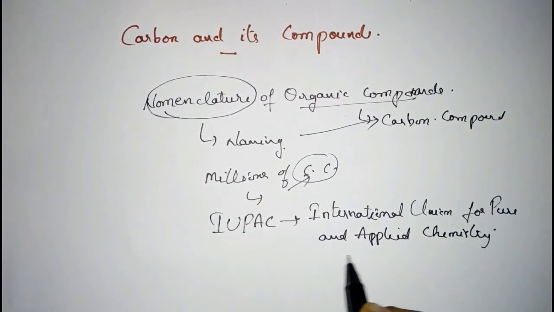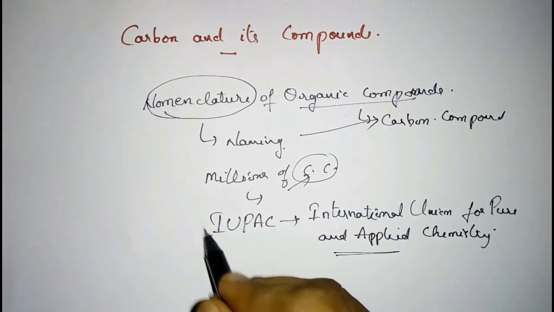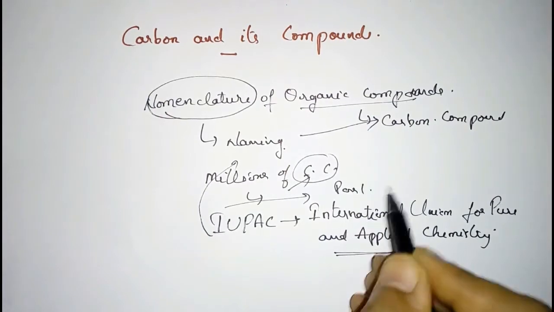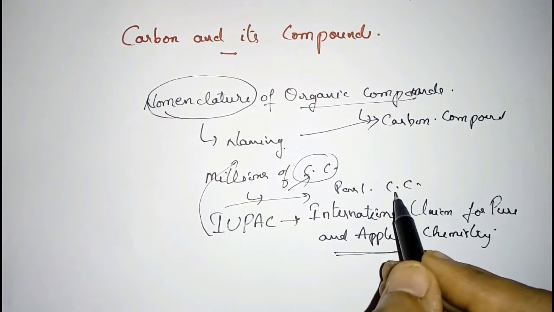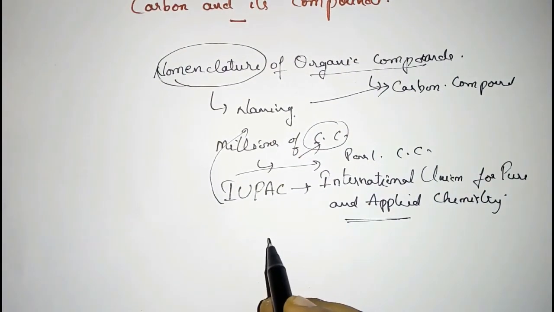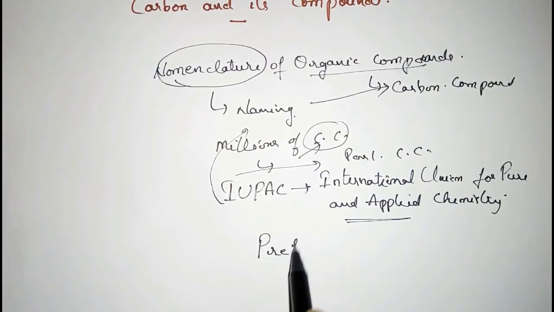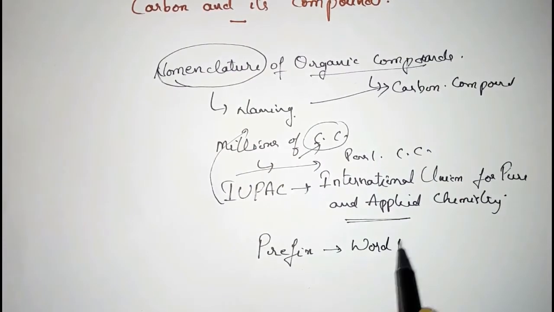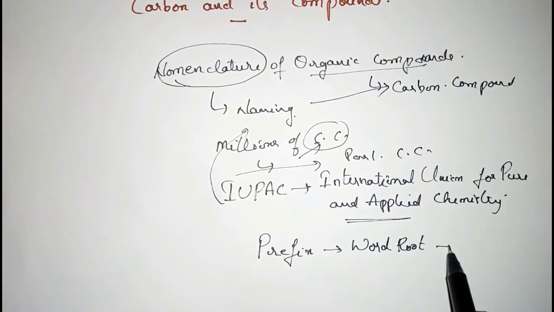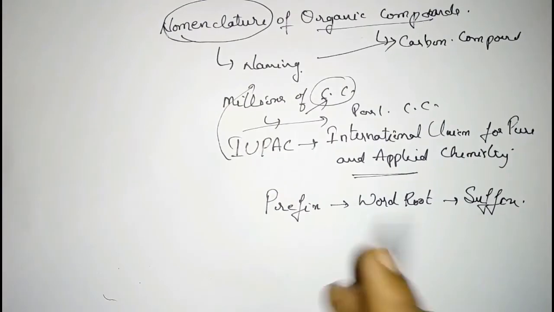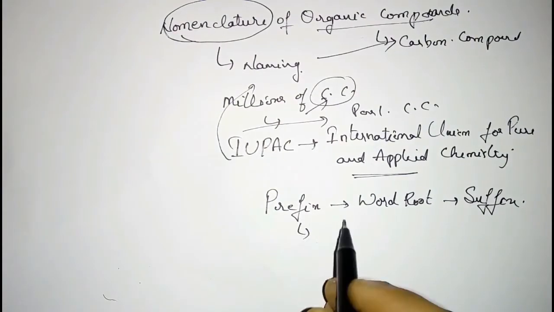They have given a step-by-step method to name any carbon compound, and that name will be only for that particular carbon compound and its particular structure. All the steps they have categorized into three main parts. The first one is our prefix, then comes our word root, and then comes our suffix.